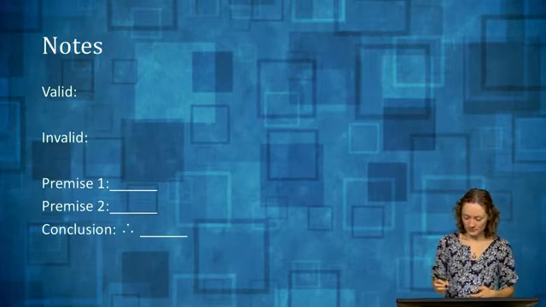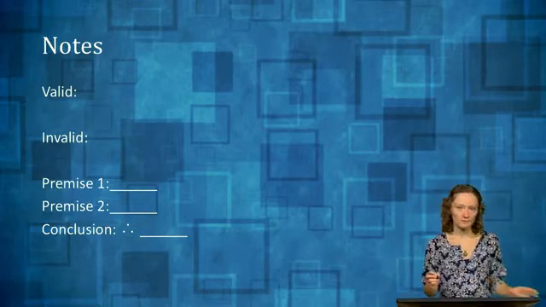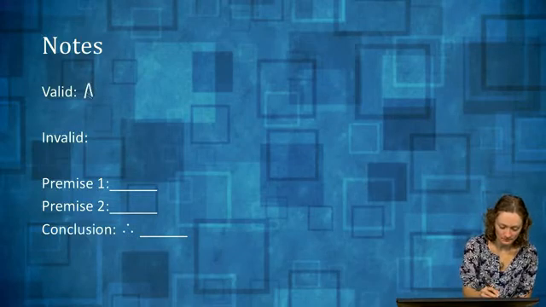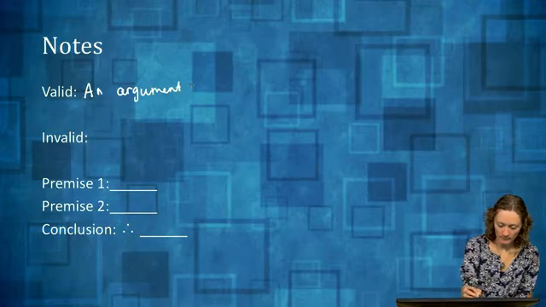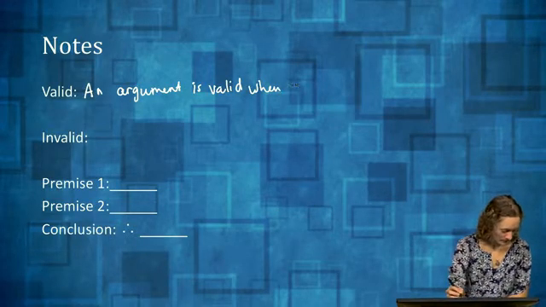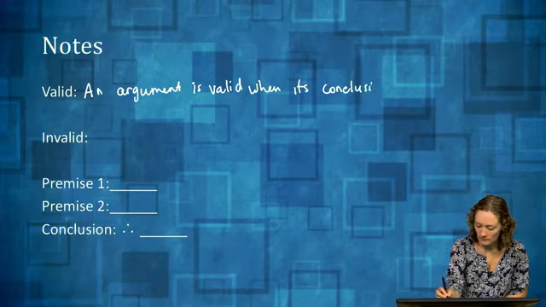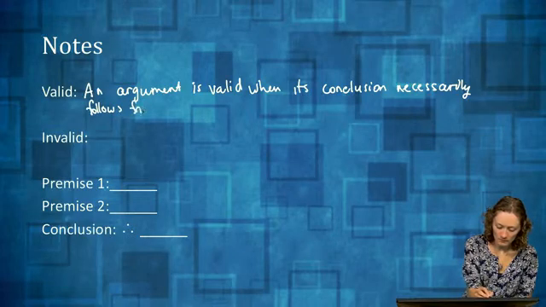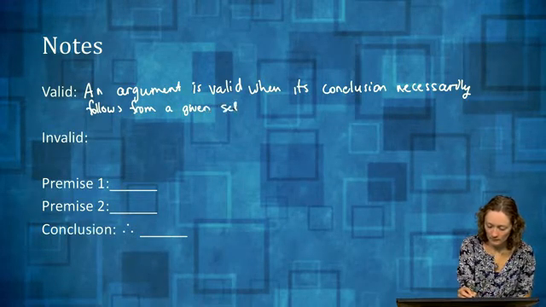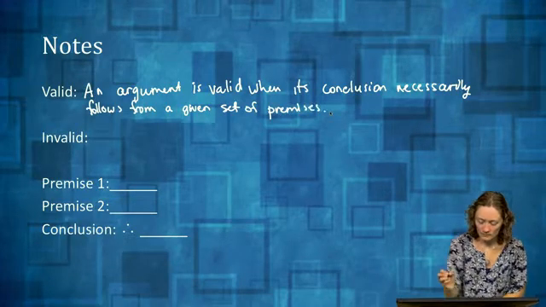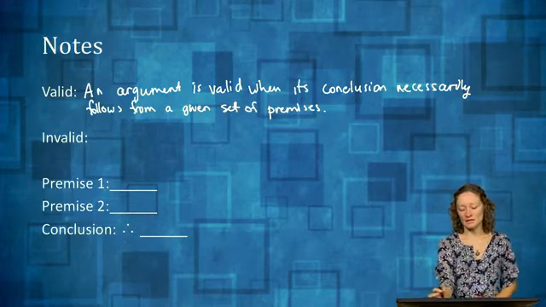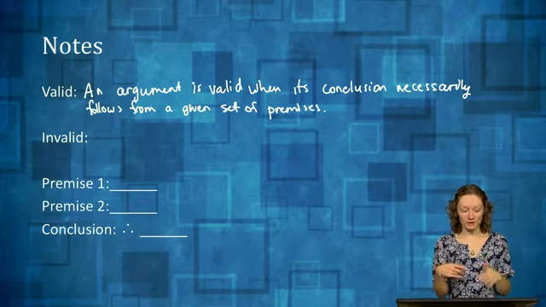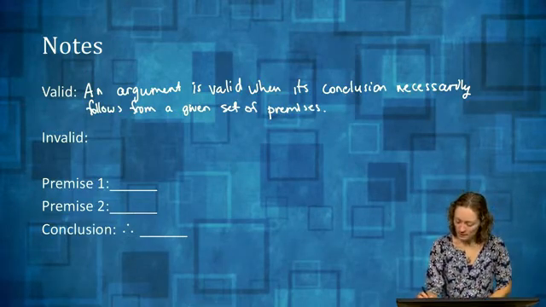So, our notes. Let's define what it means to be valid or invalid in terms of the truth table. So, for valid, an argument is valid when its conclusion necessarily follows from a given set of premises. I think the key word in this definition is necessarily. It doesn't feel like a big one there, but an argument's valid when the conclusion must follow. It necessarily follows. It has to follow based on the given set of premises. Kind of a clunky definition.